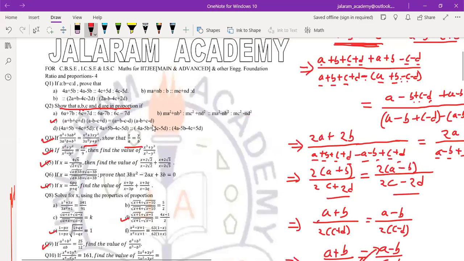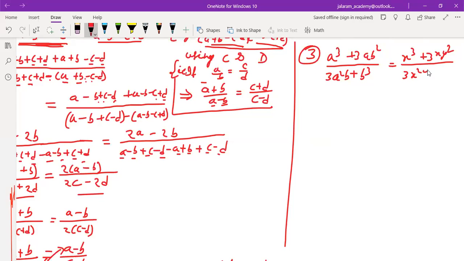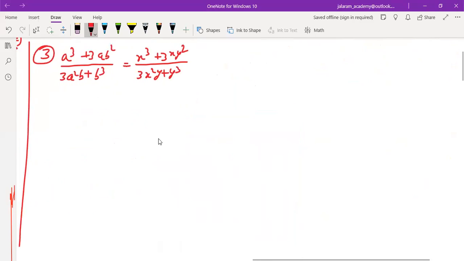Look at this. Equals to x cube plus 3xy square over 3x square y plus y cube. And what we have to prove? We have to prove that x by a equals to y by b. Simply.